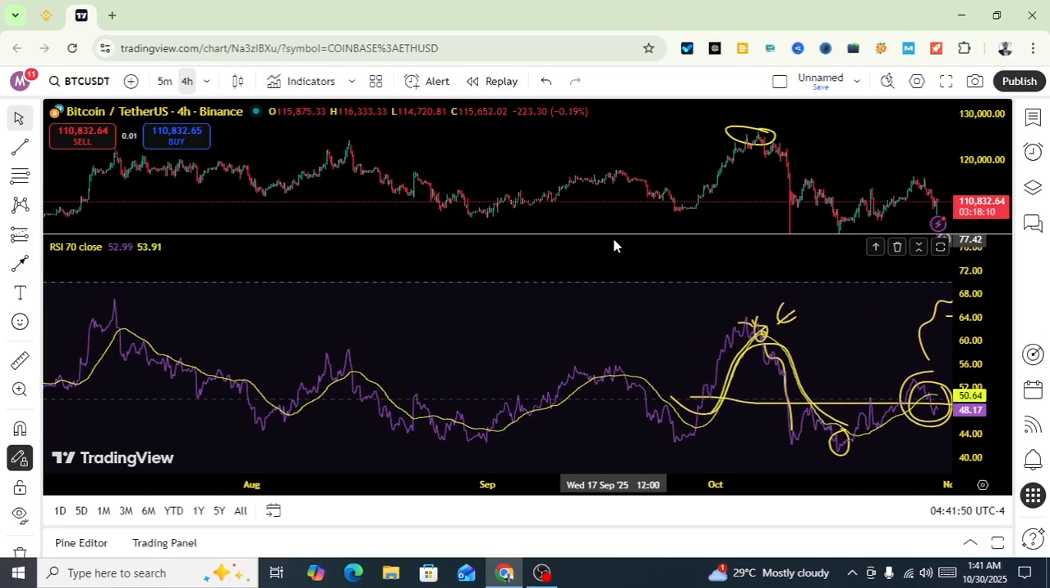In the next video, we will explore another momentum tool, the MACD indicator.